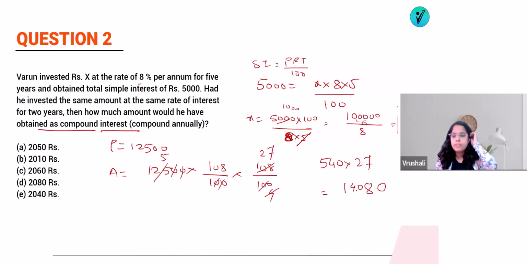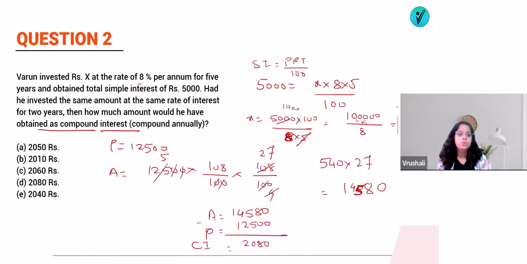Sorry, 135 plus 10 will be 145. So I know that the amount is equal to 14580 and I know that P was equal to 12500. So what will be the CI? CI will be equal to 2080, the difference of these two. So your answer will be option number D. That's it. Now let's jump on to the next question.